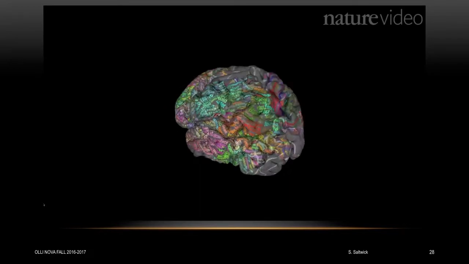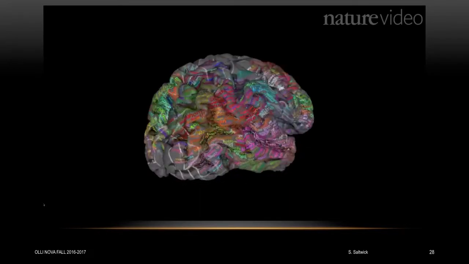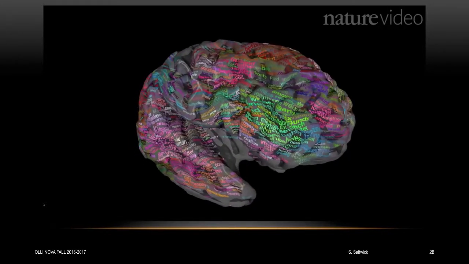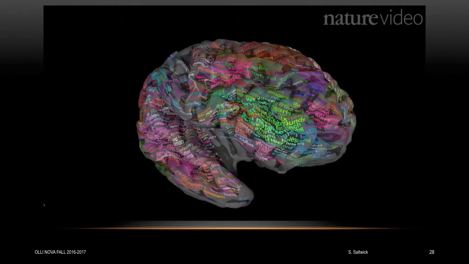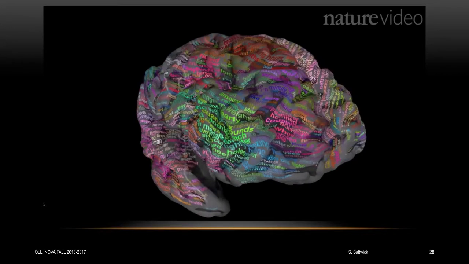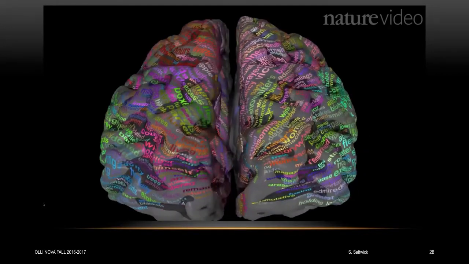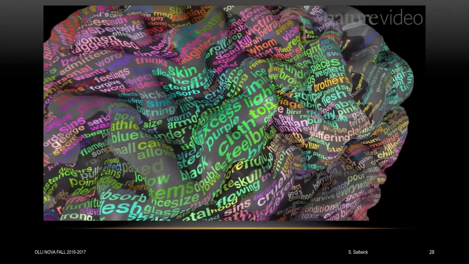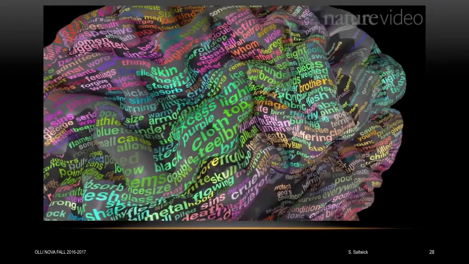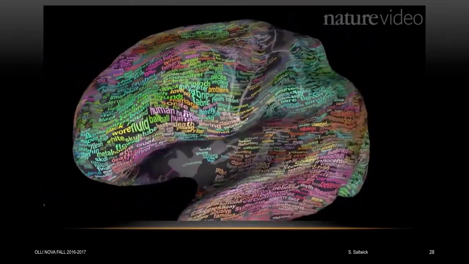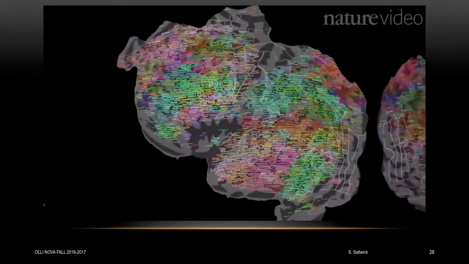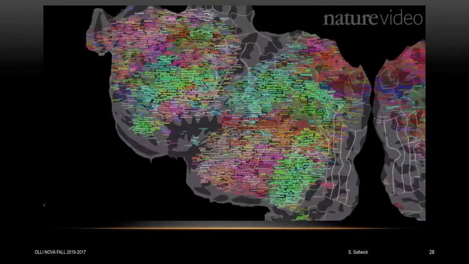This is a map of someone's brain, showing roughly which areas respond when they hear different words. For example, there's a small area in the middle frontal gyrus that reliably responds to hearing the word top. But it's not just one word, one location. A single word can activate a whole range of different brain regions.